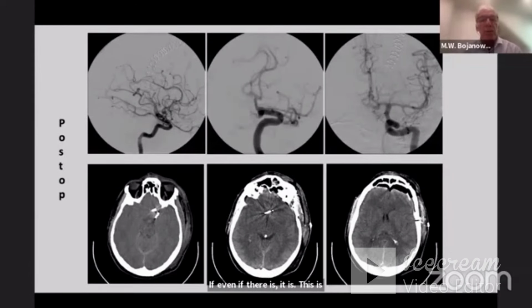So this is the post-op angiography and the CT scan, which show very good exclusion of the aneurysm, and you can still see this median artery of the corpus callosum, which would be catastrophic if we occluded, because this would give at least some severe memory deficits because of the subcallosal area. It provides flow in this area.